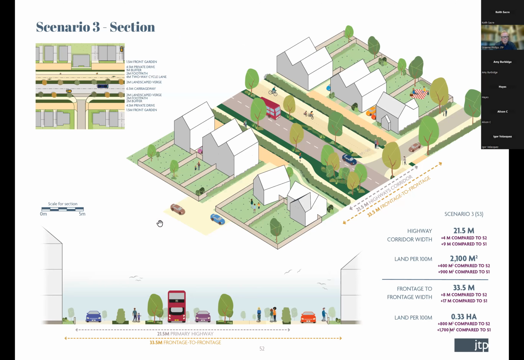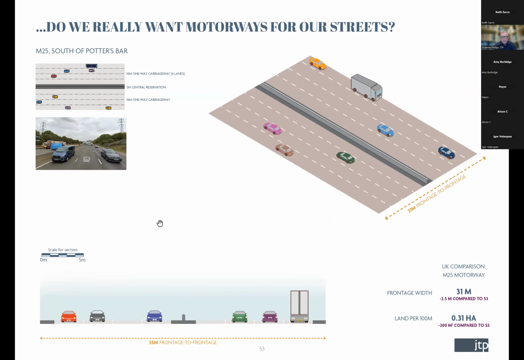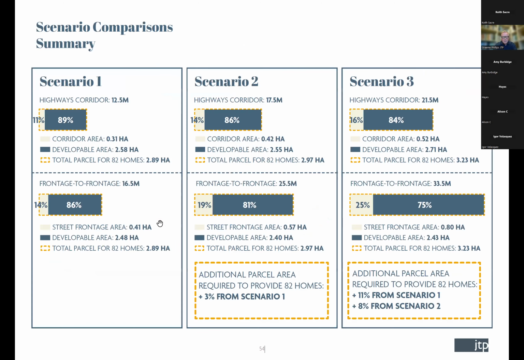Could still be done well, might be well planted if we can get the trees in, but it's a huge amount of land to serve that many homes. And again, just hammering home this motorway point, 31 meters. Little summary slide there. I won't crunch through all the numbers on that.